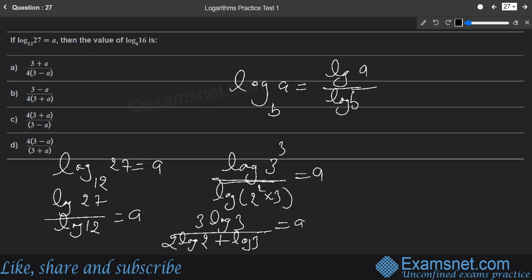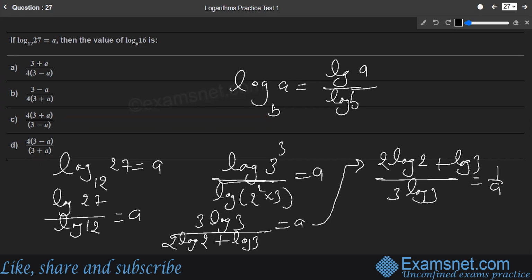Now let us take the multiplicative inverse of this. Why are we taking the multiplicative inverse? So that we can cut a few things. Log 3 and log 3 can be cancelled together. So if we take the multiplicative inverse, the expression looks like (2 log 2 plus log 3) upon 3 log 3 is equal to 1 over A.